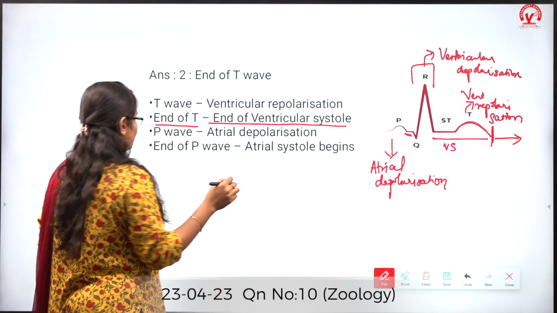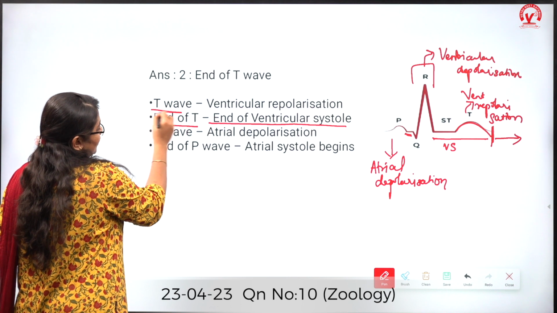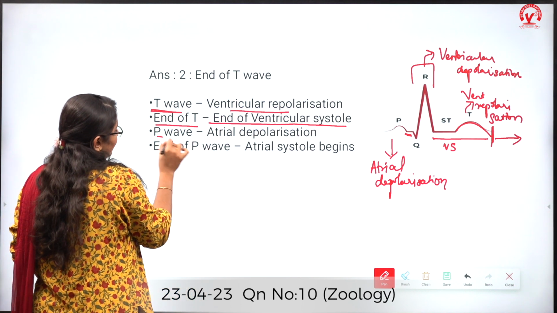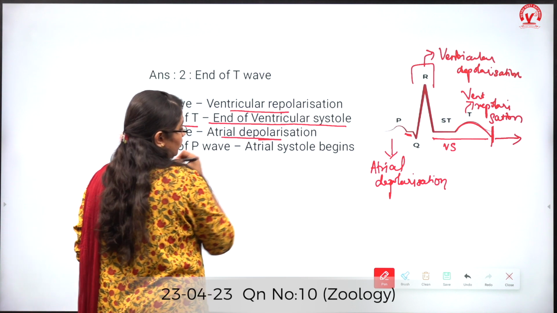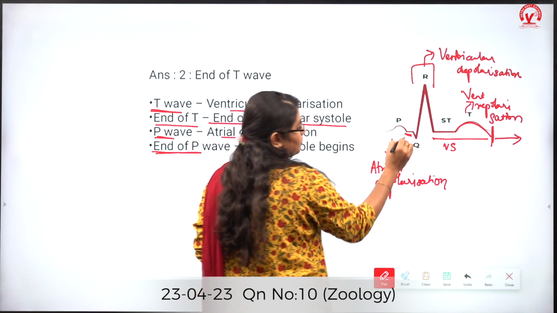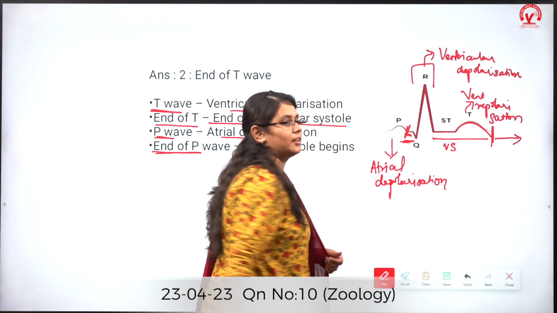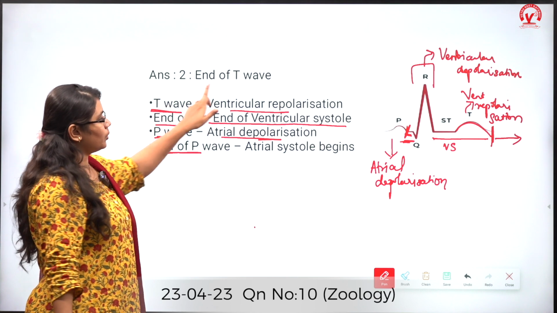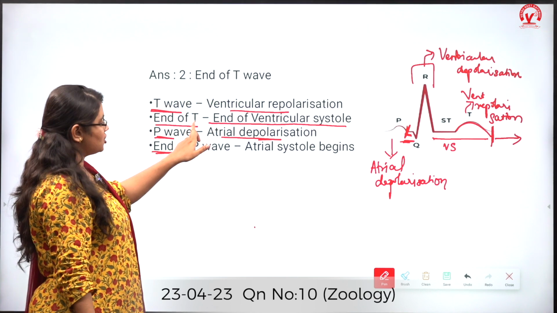Coming to other options, we can see that T wave represents ventricular repolarization, P wave represents atrial depolarization and at end of P wave, atrial systole begins. So for this question the answer will be option 2, end of T wave, which represents end of ventricular systole.